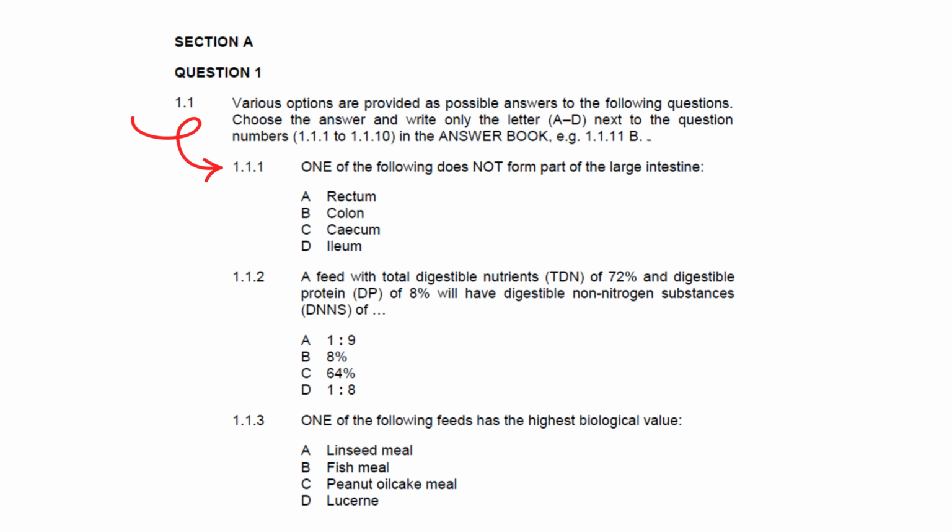Which one of the following does not form part of the large intestine? You are given the rectum, colon, caecum, and ileum. One thing that we need to know is that the large intestine includes the caecum, the colon, and the rectum. The other option, D, the ileum, is the final part of the small intestine and is responsible for absorbing nutrients. So the correct answer is D.